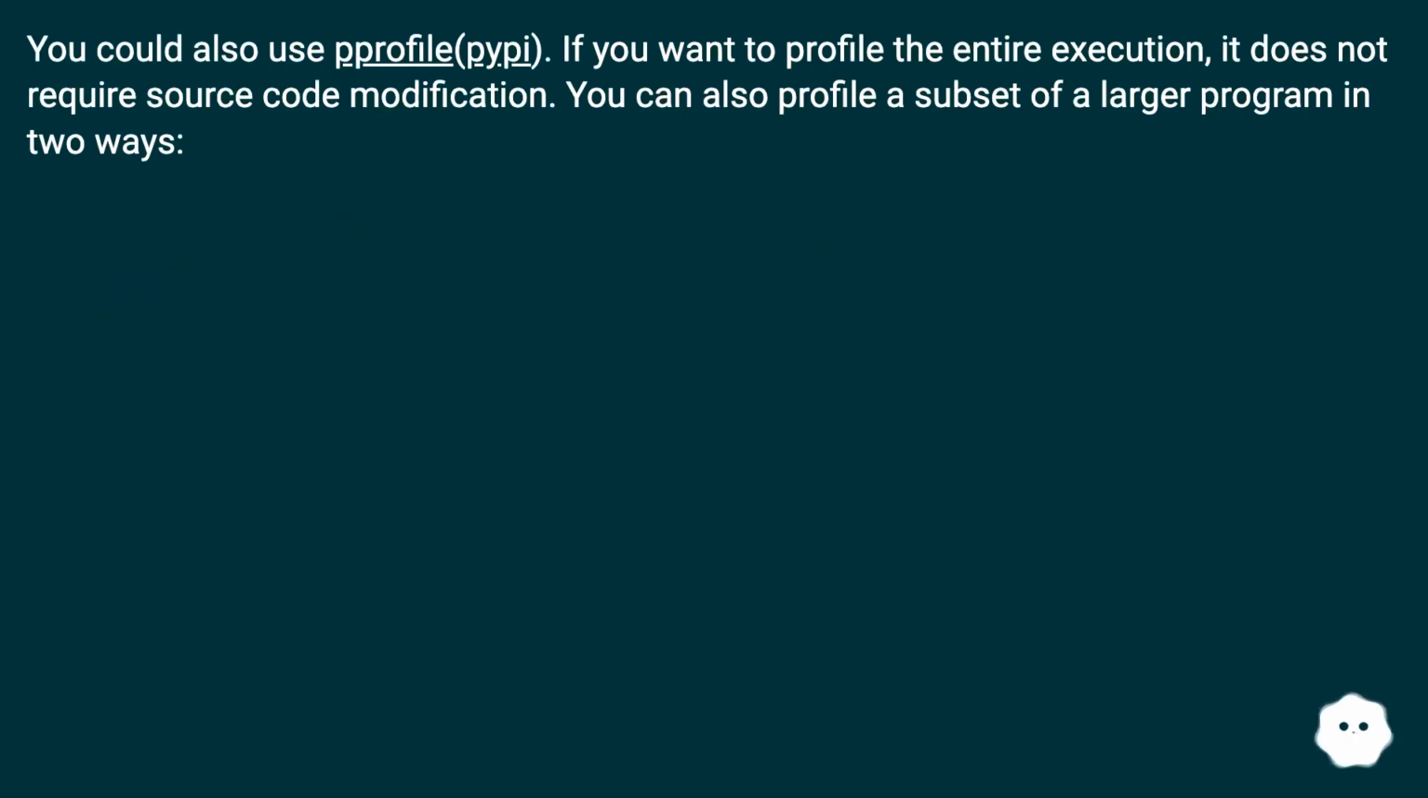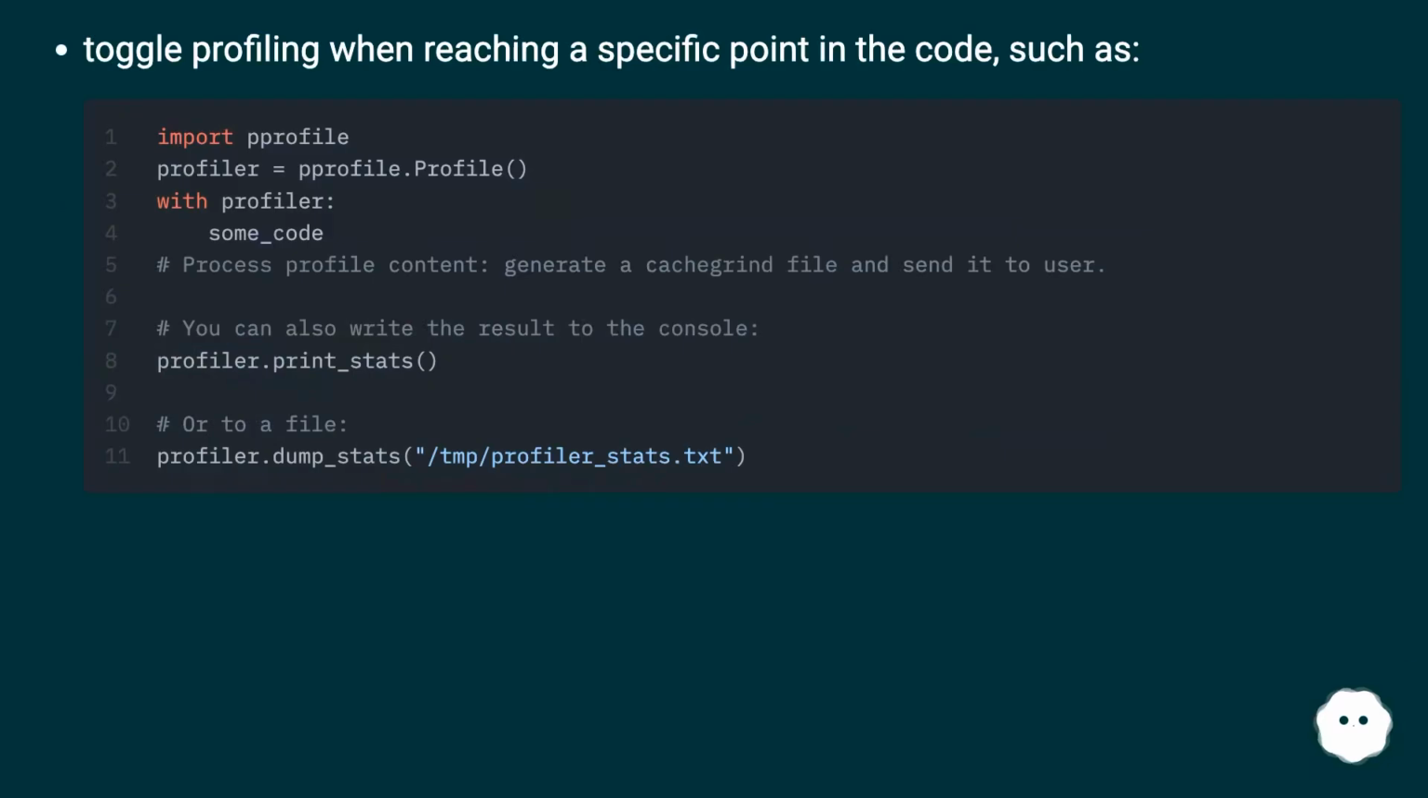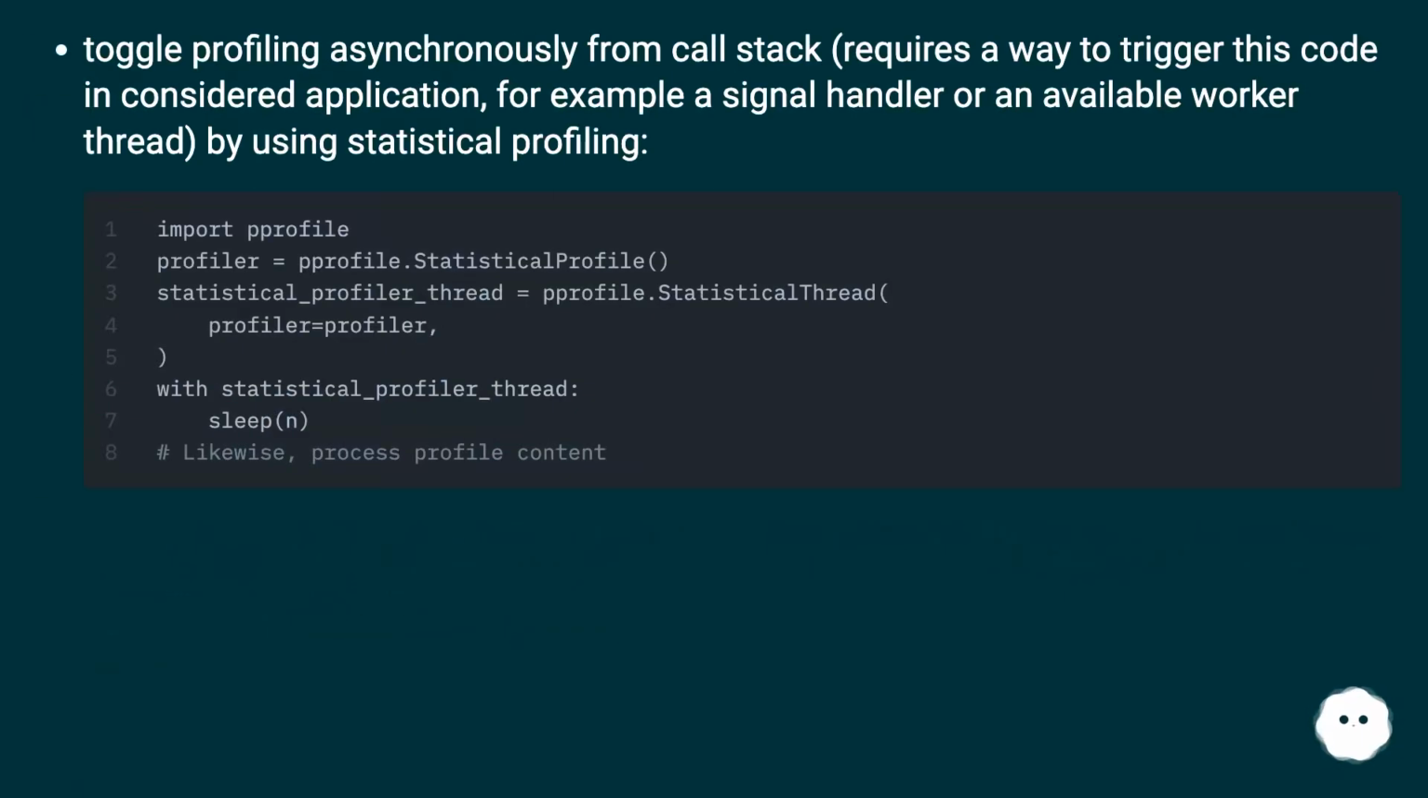You could also use profile PyPI. If you want to profile the entire execution, it does not require source code modification. You can also profile a subset of a larger program in 2 ways. Toggle profiling when reaching a specific point in the code, such as, or toggle profiling asynchronously from call stack, which requires a way to trigger this code in the considered application, for example a signal handler or an available worker thread, by using statistical profiling.